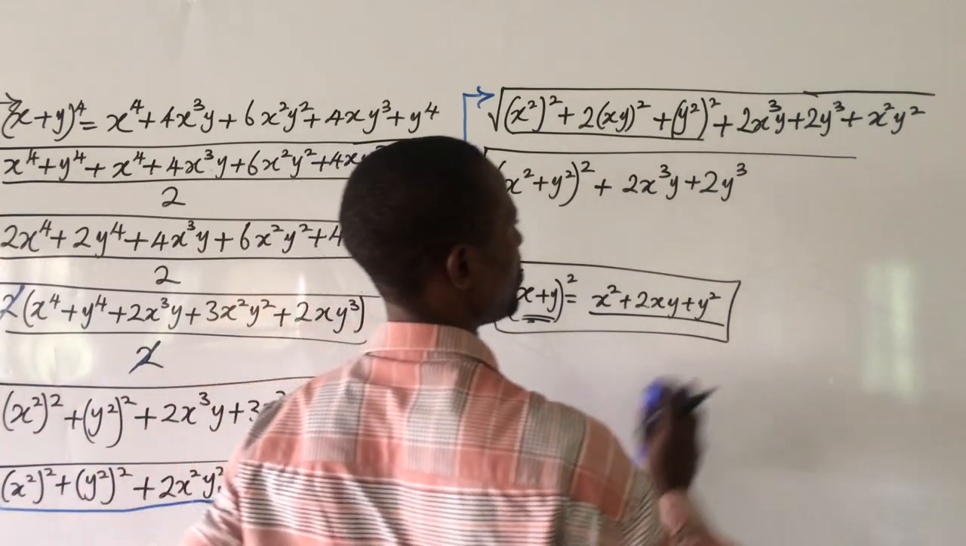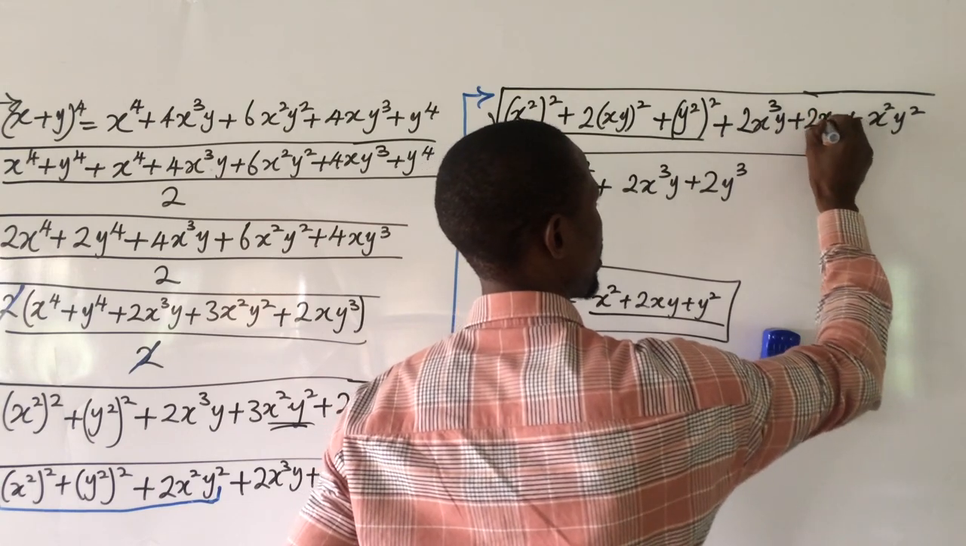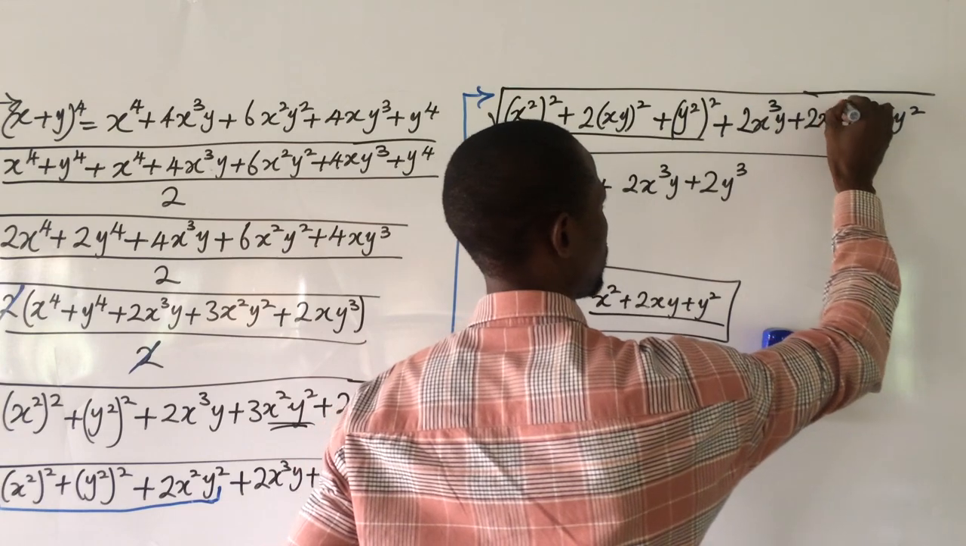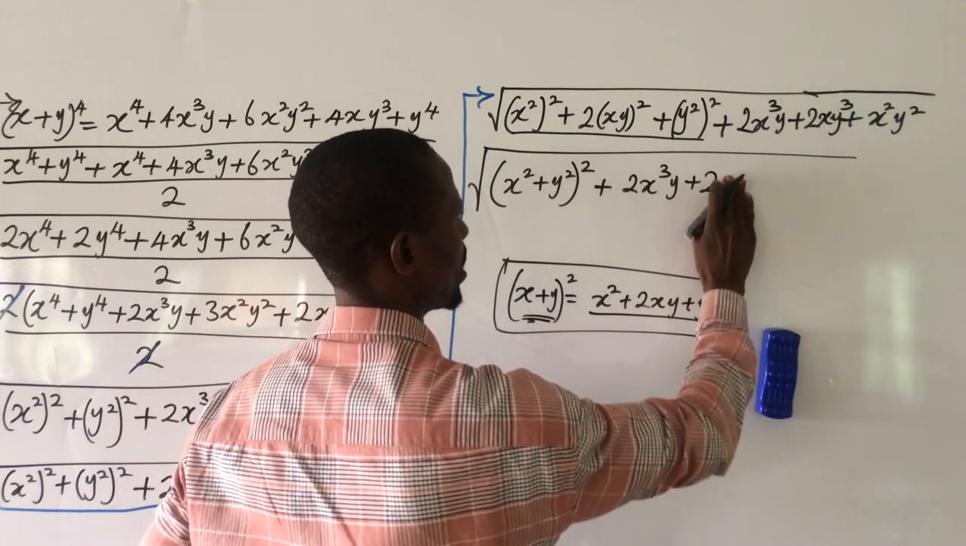2x. Sorry, I missed out x here, please. Here we have xy to the power of 3, to the power of 3. So we're going to have the same thing here, please. All right.